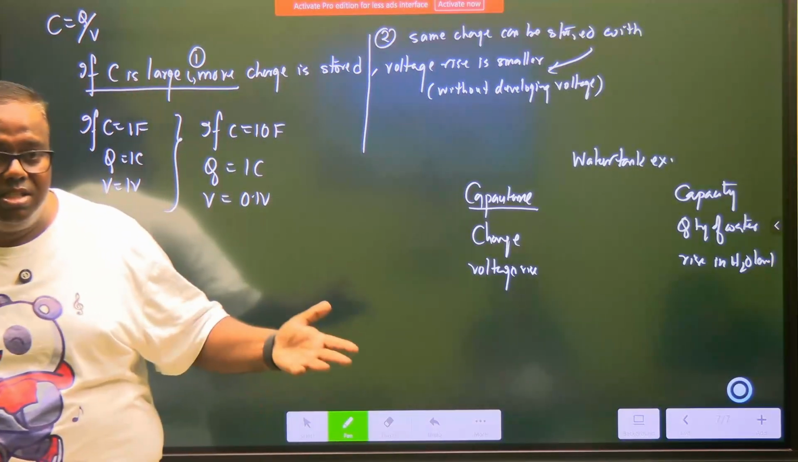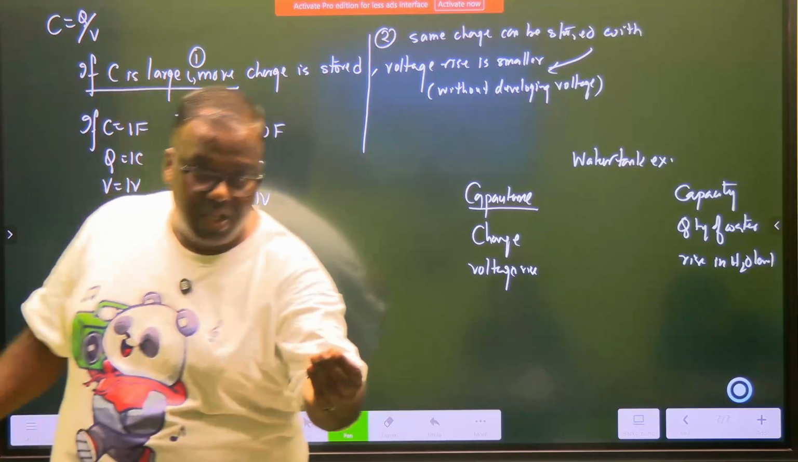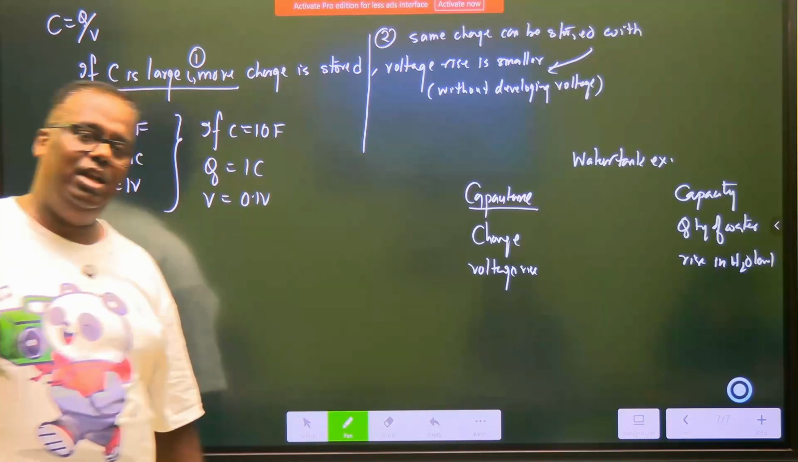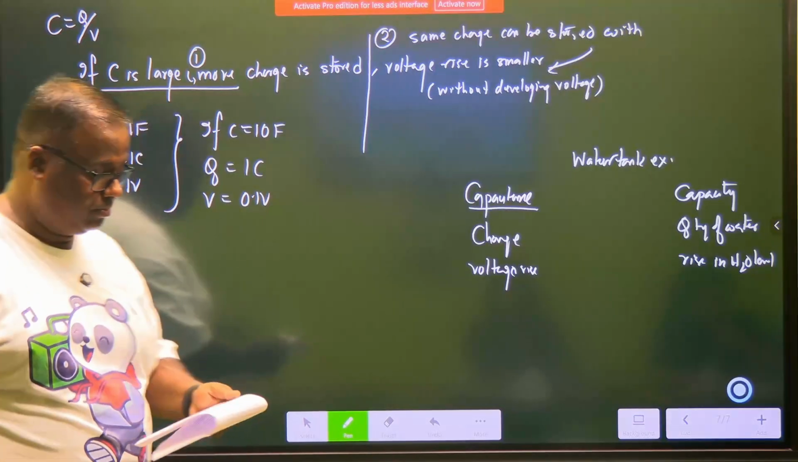So if your capacitance is bigger, you can store more charge with less potential difference. Kam mein aap zyada charge rakh sakte ho. Now did you get the idea? This is what it is in terms of mathematics.